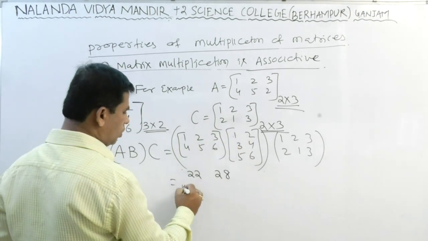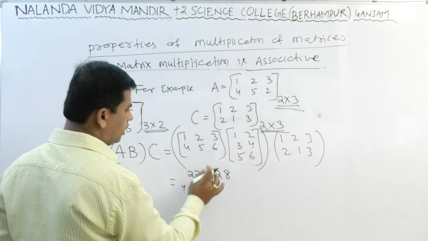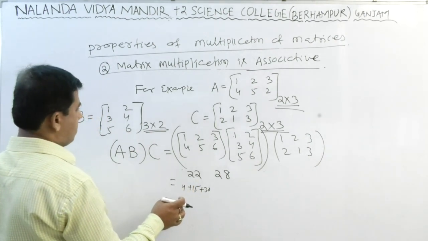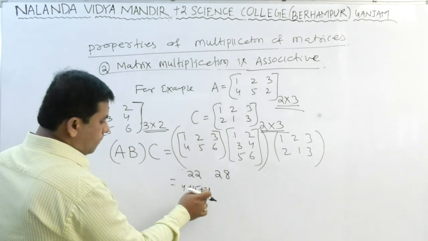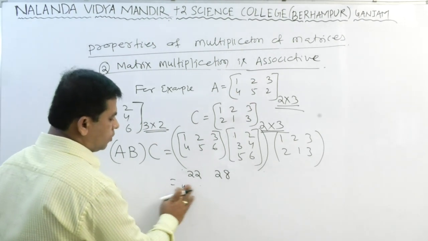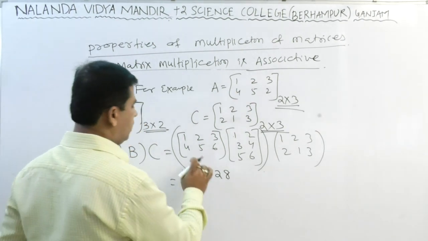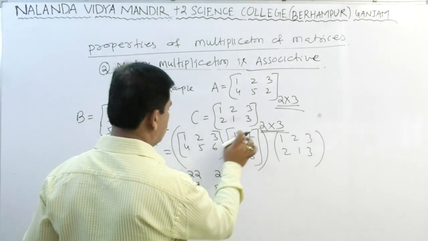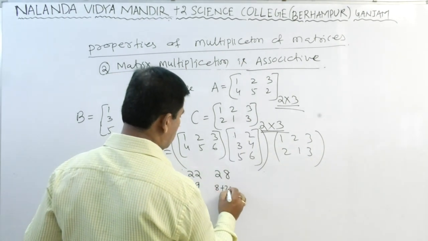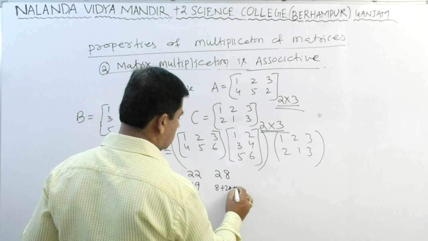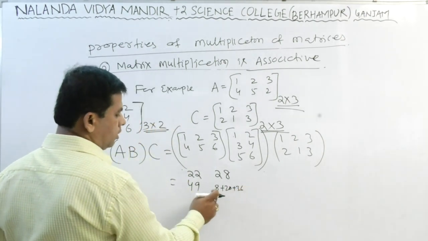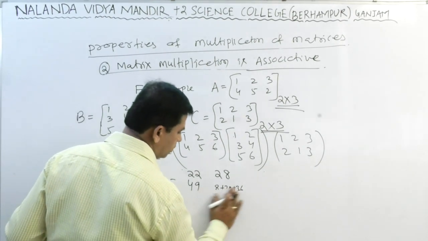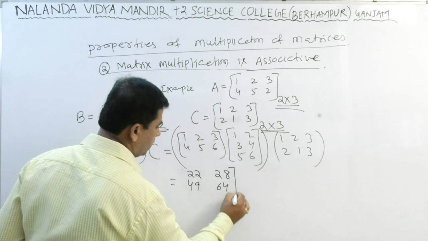4 into 1, 4. 5 into 3, 15. 6 into 5, 30. 30 plus 15, 45 plus 4, 49. That is our 49. And second row, second column: 2 into 4, 8. 5 into 4, 20. 6 into 6, 36. That is equal to 36 plus 20, 56 plus 8, 64. This is our A into B.